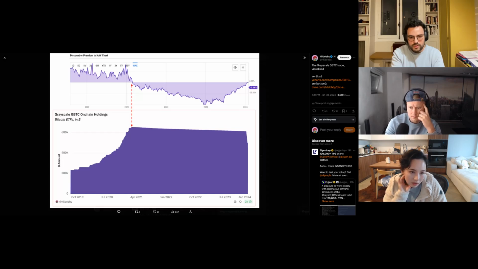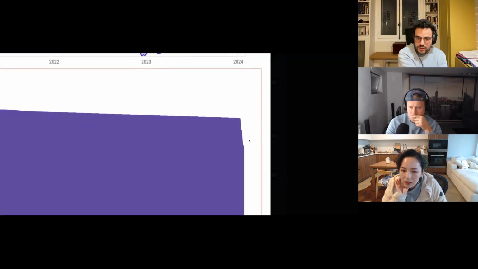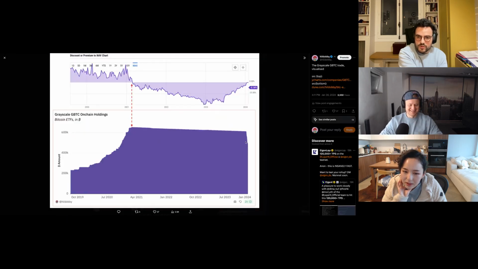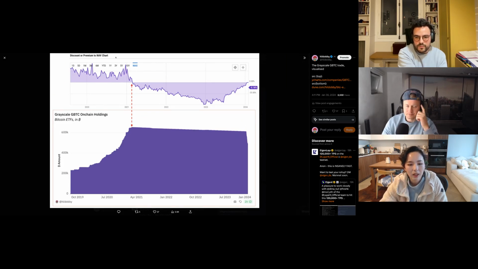There was no outflow for it, but people were stuck holding it until it was finally approved for conversion to an ETF on the 10th of January this year. That's why, on the very last part of this graph, you can see the start of a decrease, because people were finally starting to redeem those underlying Bitcoins. Got it, I see.